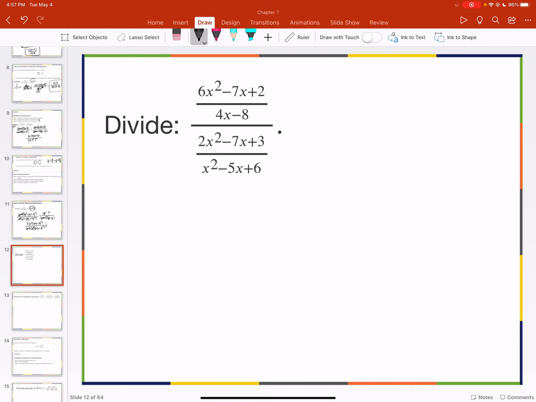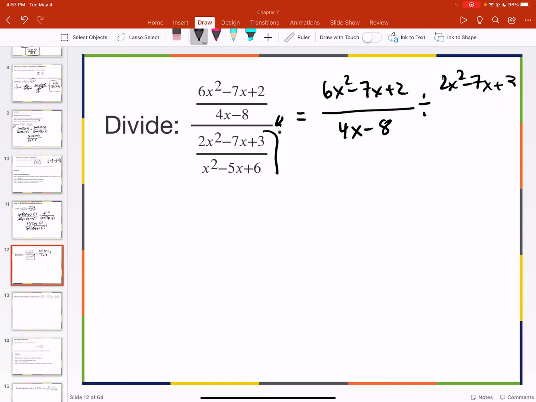Okay, so if something looks like this, remember that it's equivalent to saying 6. This is a fraction bar. Of course, fraction bars indicate division. So you have this over 4x minus 8, which is divided by 2x squared minus 7x plus 3 over x squared minus 5x plus 6. So you see I've rewritten it into a horizontal division problem. So now we can go ahead and factor, keep, change, flip, right?